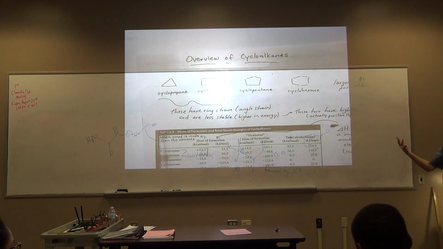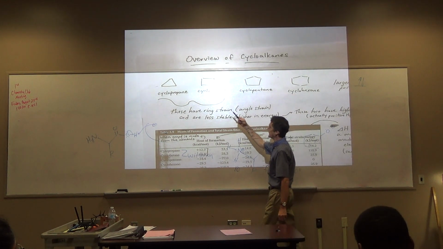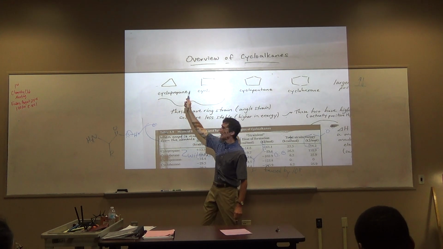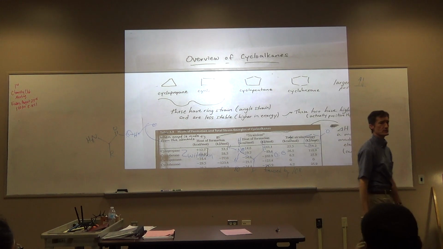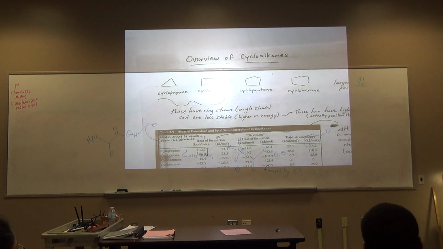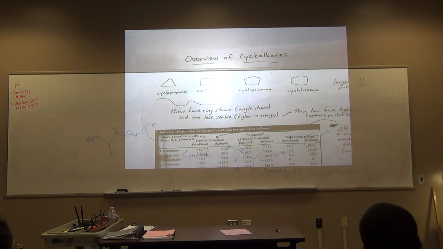Cyclohexane is actually a useful solvent in the lab. I think cyclopropane is actually a gas at room temperature, so you can't use that as a solvent. But hexane and cyclohexane are common solvents because they have good boiling points of about 60 to 80 degrees. Okay, the things to know.